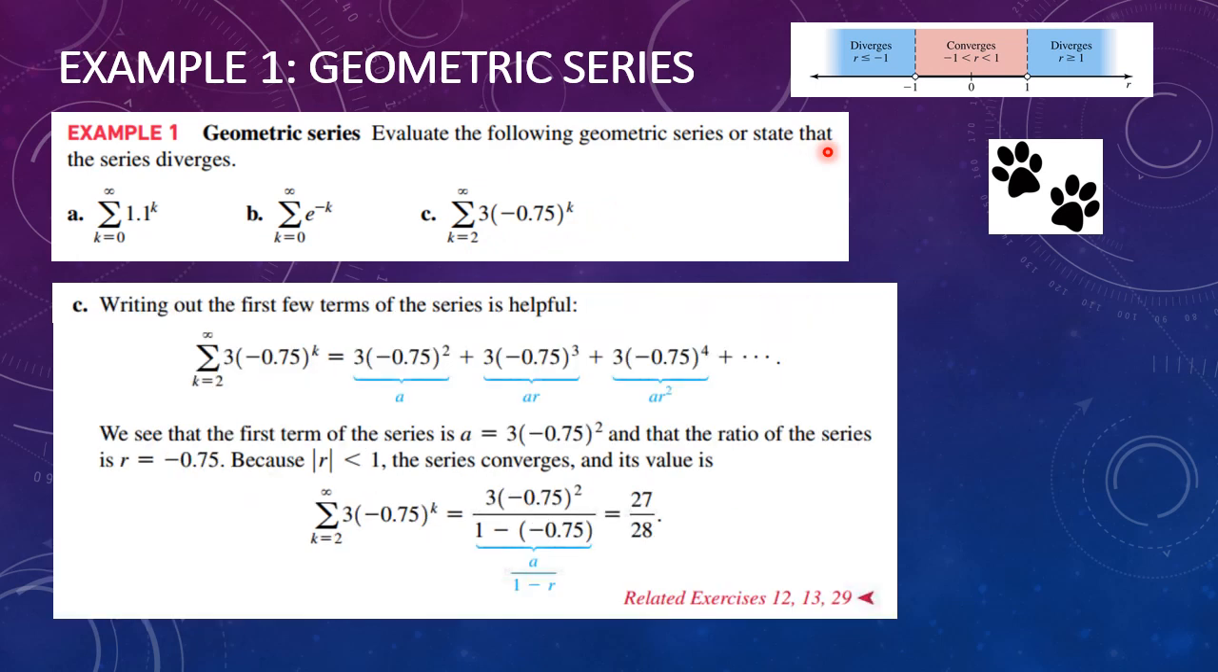And so we can simplify this to a, which again is 3 times negative 0.75 squared, that first term when you plug in 2, all over 1 minus r, and we get 27 over 28. So these B and C were a little bit tricky, but they are good example problems so that you evaluate these things with a little more focus and attention to detail.